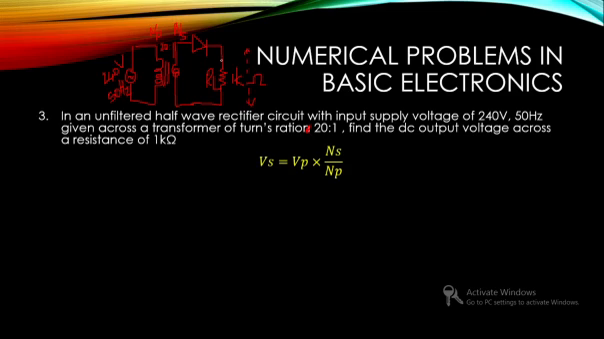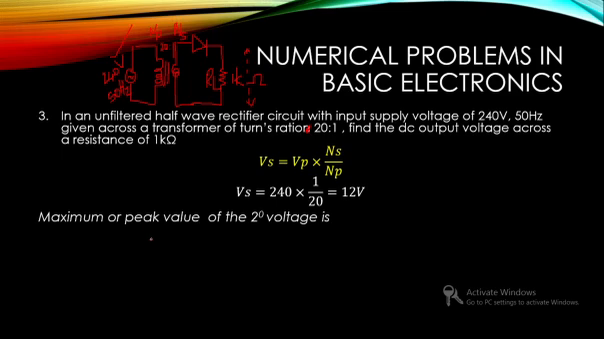We know we must first get the secondary voltage. How do you get the secondary voltage? From the turns ratio you can obtain it. So the secondary voltage is given by the primary voltage times NS by NP. What is the primary voltage? It is the supply voltage. So substitute over here: 240 times NS is 1 divided by NP is 20. So it comes as 12 volt as the secondary voltage.